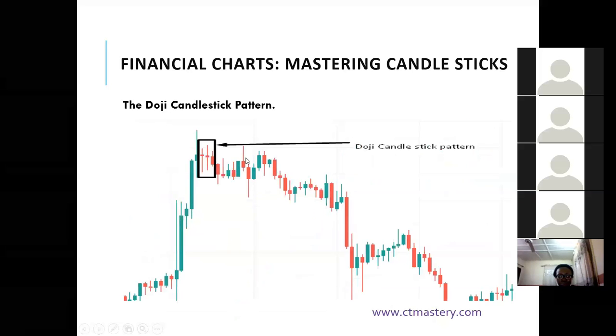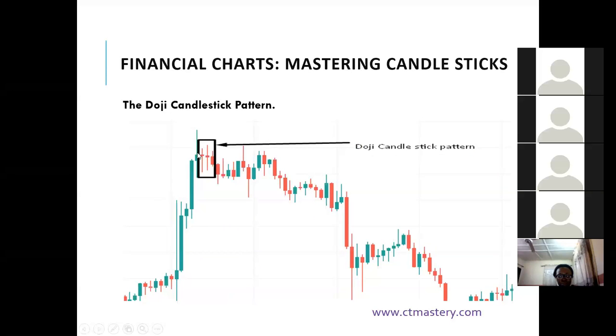Then this is an example of a doji occurring at the top of an uptrend, or a key resistance area, and what happened is that the trend changes and starts going in the other direction.